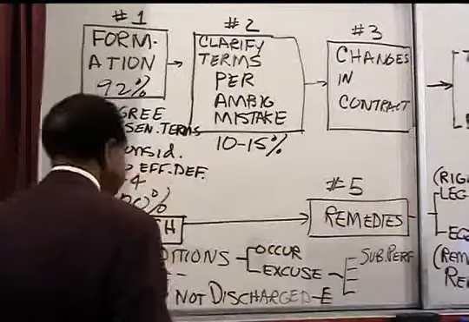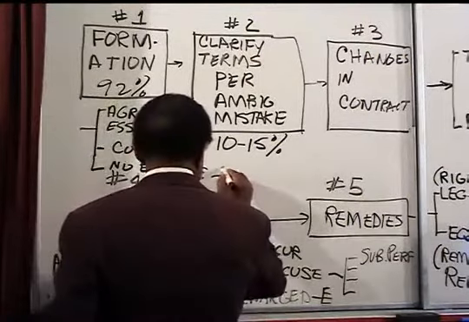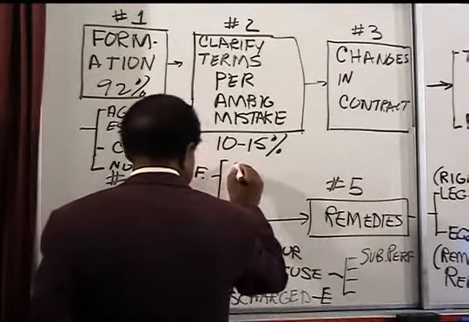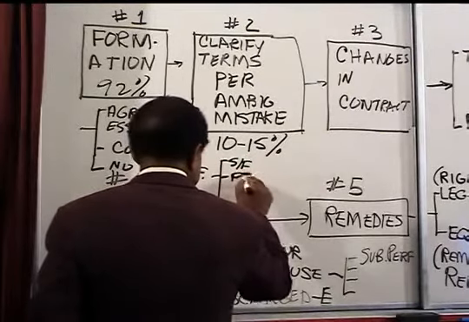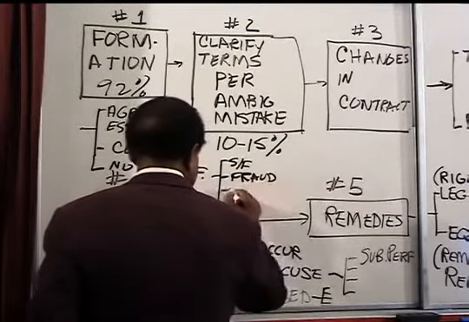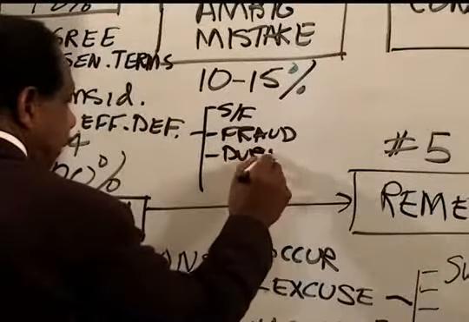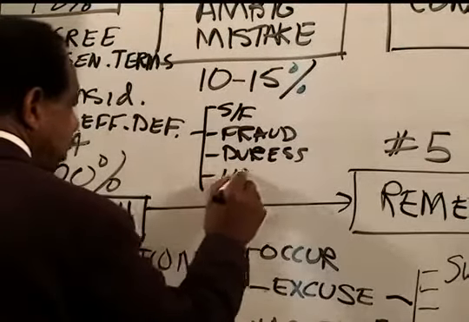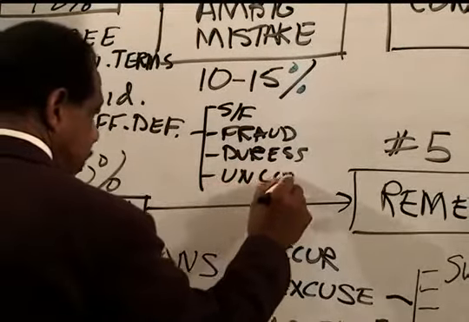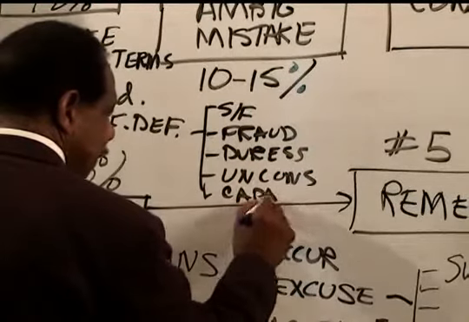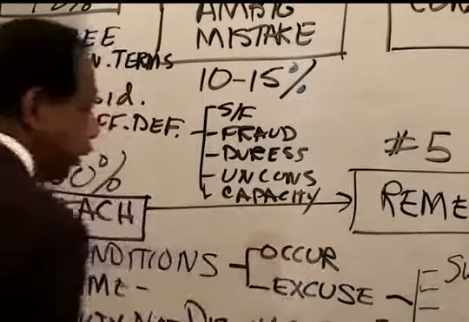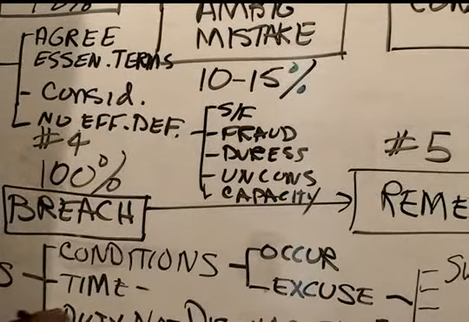What are the defenses? Well, in your materials you will see that the defenses to forming a contract are statute of frauds, fraud, duress, unconscionability, lack of capacity, and mistake.